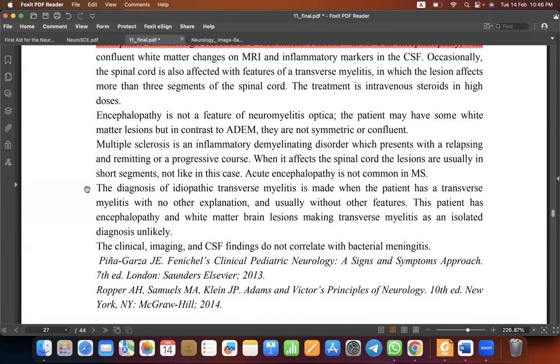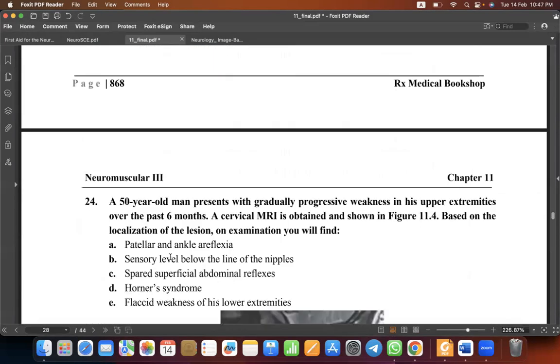Multiple sclerosis should not present in a situation like this, having extensive cord involvement, longitudinally extensive, with brain involvement. It's not typical for multiple sclerosis as well. Acute encephalopathy is also uncommon in MS. So the patient could be diagnosed as idiopathic transverse myelitis, but the issue is that there are white matter changes in the brain as well, with encephalopathy. So you should not diagnose this case as isolated transverse myelitis. So it is ADEM.